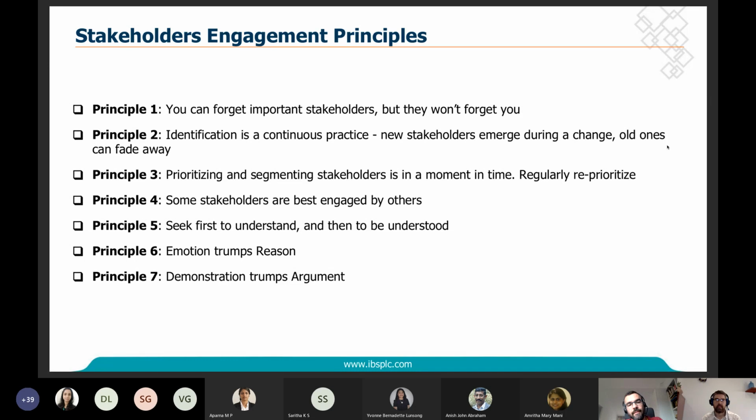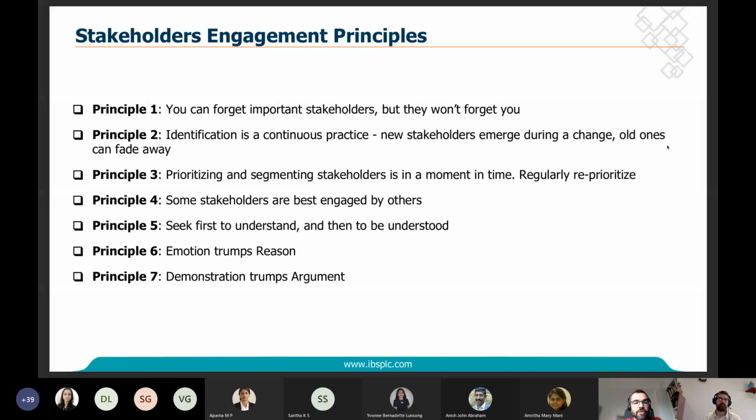The fifth principle is to seek first to understand why the situation is there, and then to be understood. So understand why people do the things that they do or use the tools that they do, and then afterwards try and help the others understand you.